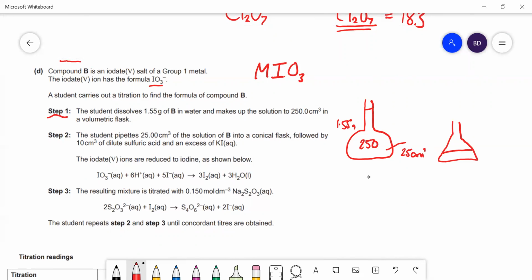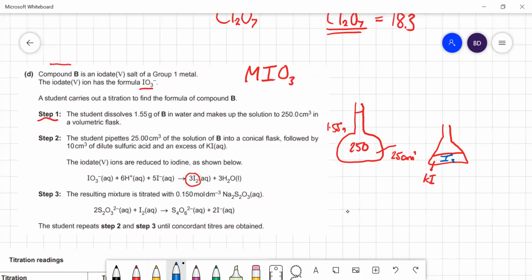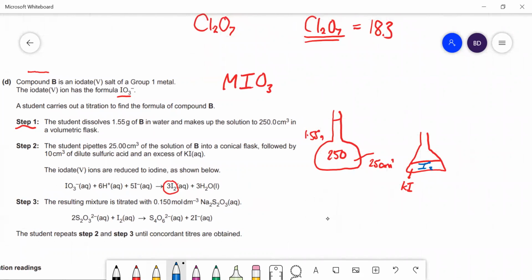And the conical flask is going to contain acidified potassium iodide. What's going to happen there is we're going to make some iodine in there. So that will react to form iodine. And then we're going to titrate that against sodium thiosulfate. Okay, it tells us here in step 3. So here's our burette. There's our sodium thiosulfate in there. And that's concentration 0.15 mole per decimeter cubed.